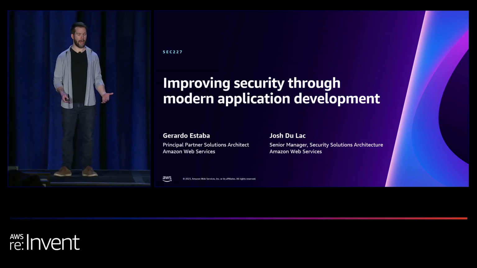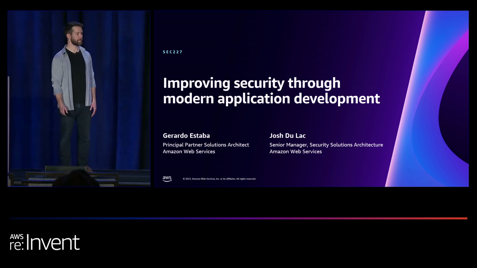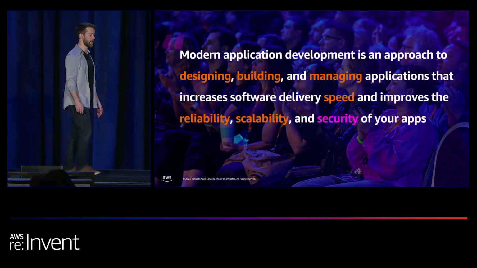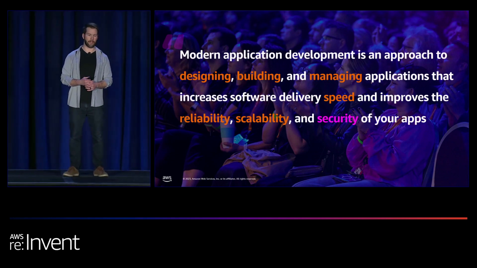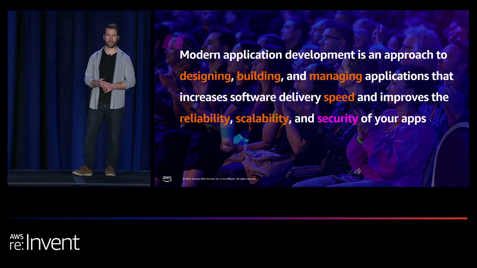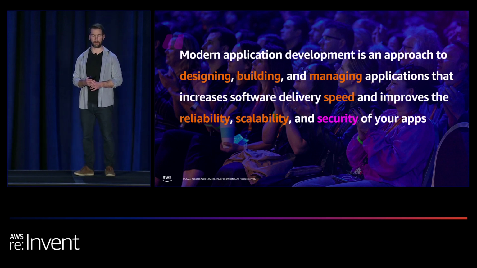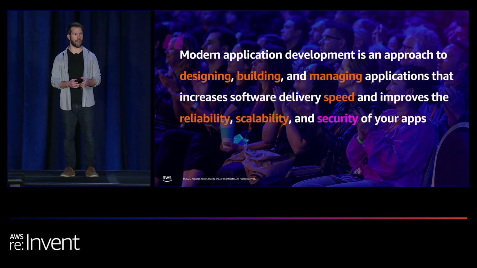And in this session, we're going to look at and discuss why and how to improve security through modern application development. So let's define it first. What is modern application development? Well, it's an approach to designing, building, and managing applications that increases software delivery speed and improves the reliability, scalability, and security of your applications. There's a lot of benefits here, but particularly for this session, we're going to look at the security of modern application development.